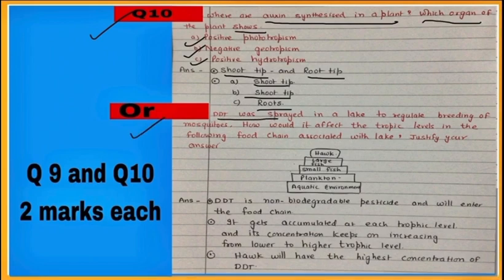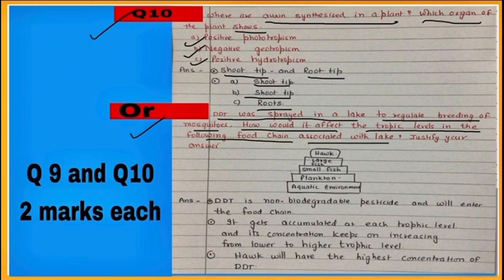DDT was sprayed in a lake to regulate breeding of mosquitoes. How would it affect the trophic levels in the following food chain associated with the lake? Justify your answer. DDT is a non-biodegradable pesticide. It is not broken down by the living organism and will enter the food chain. As it enters the food chain, its concentration increases from lower trophic level to higher trophic level, and hawk will have the highest concentration of DDT in its body.